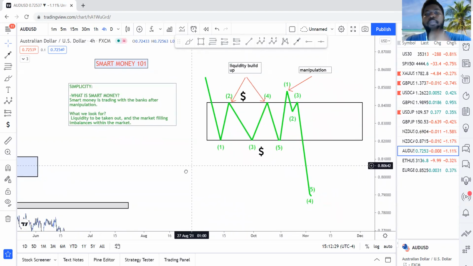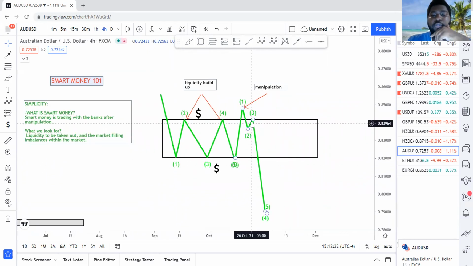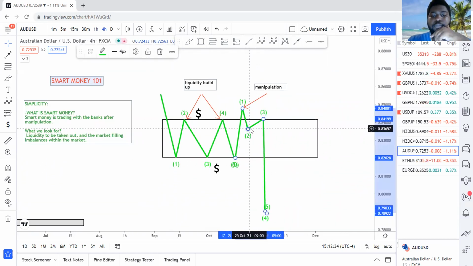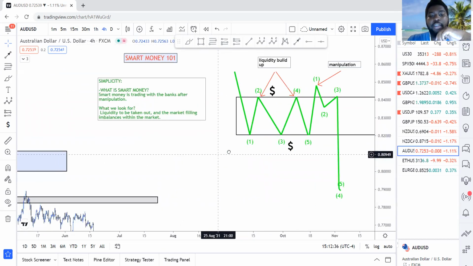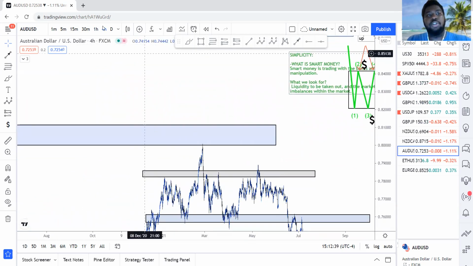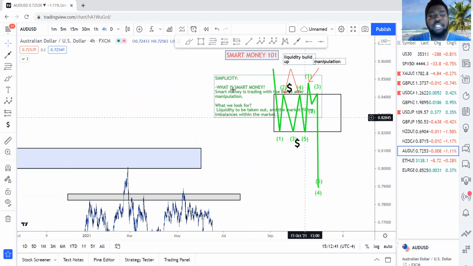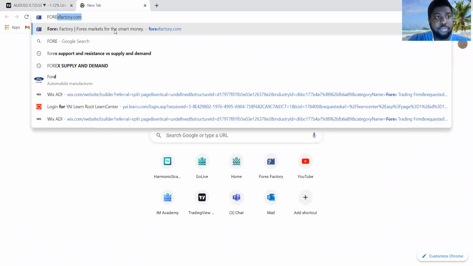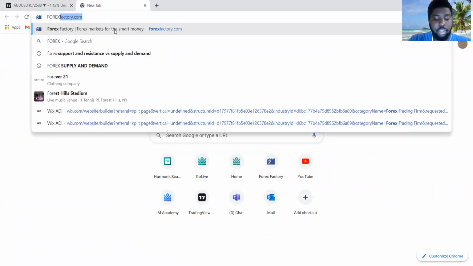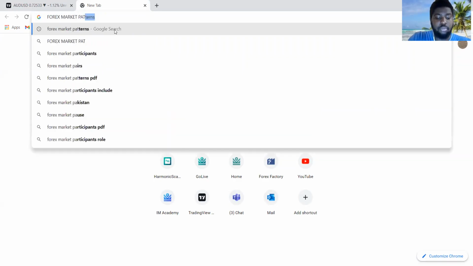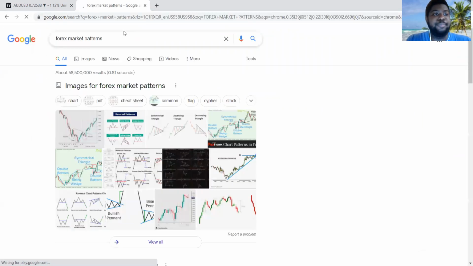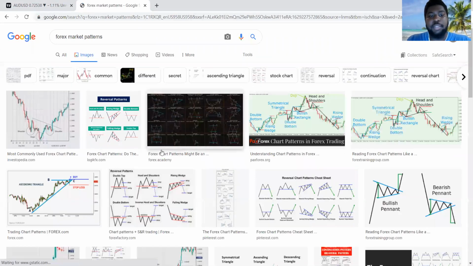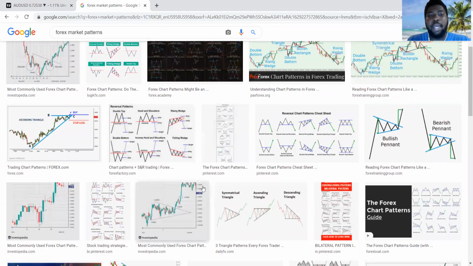Okay, so like this diagram over here, before we go forward, right? Let's look at this diagram over here. We got to understand what's going on in the market, right? So before even looking at the charts or this diagram, let's just go to Google real quick and just type in forex market patterns. I mentioned this before to you guys, and what I want you guys to understand is that if we look at Google and just look at the images, you're going to see all these forex market patterns.